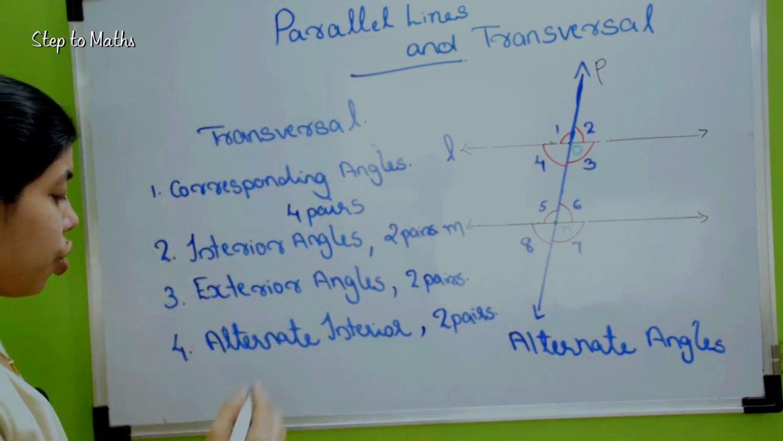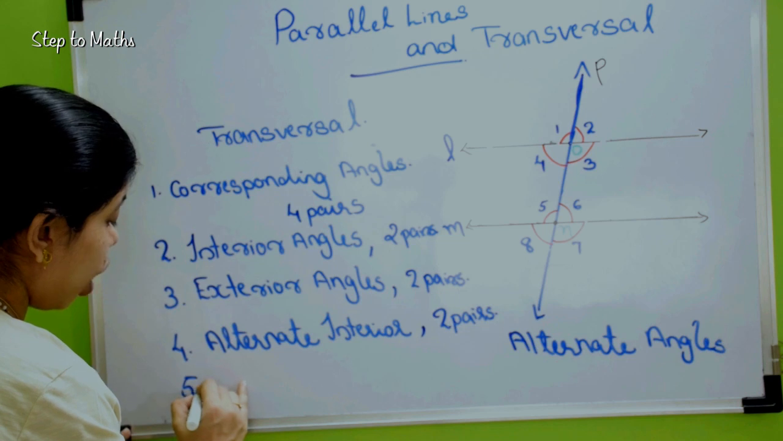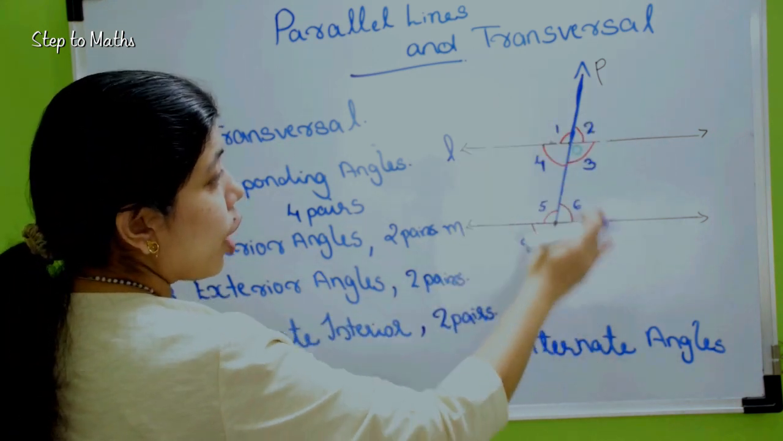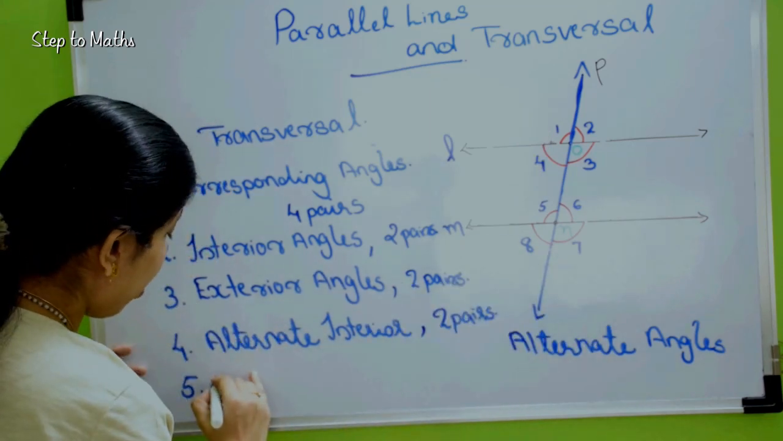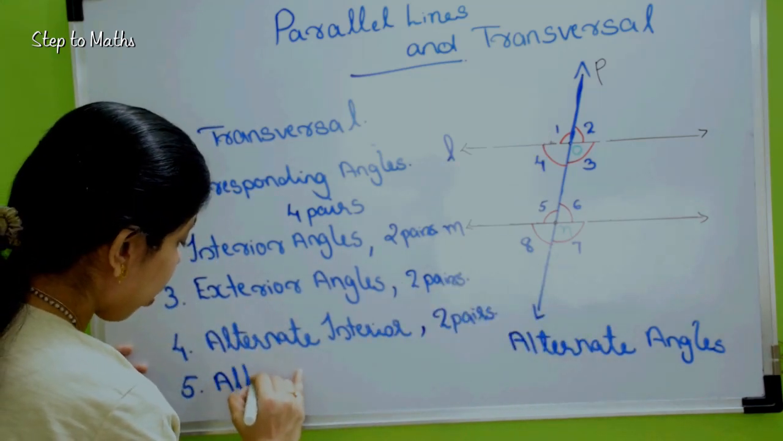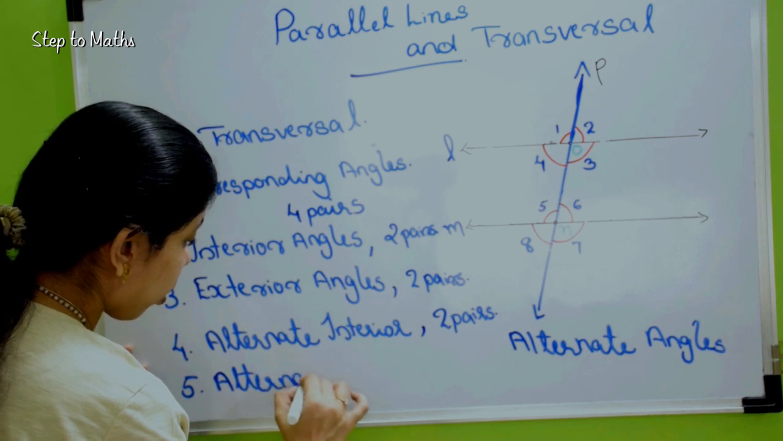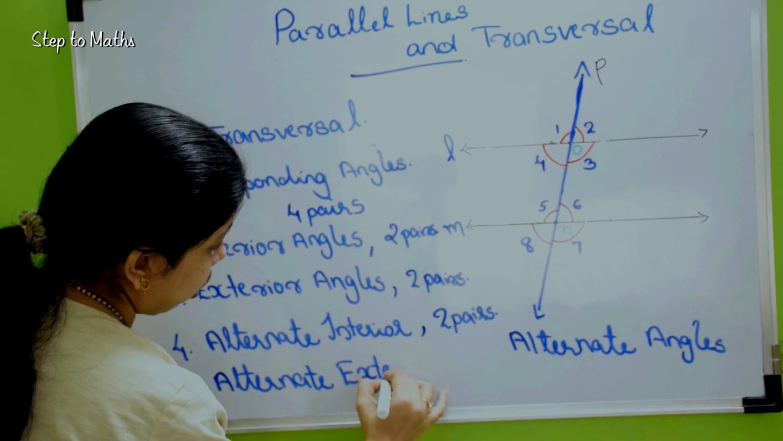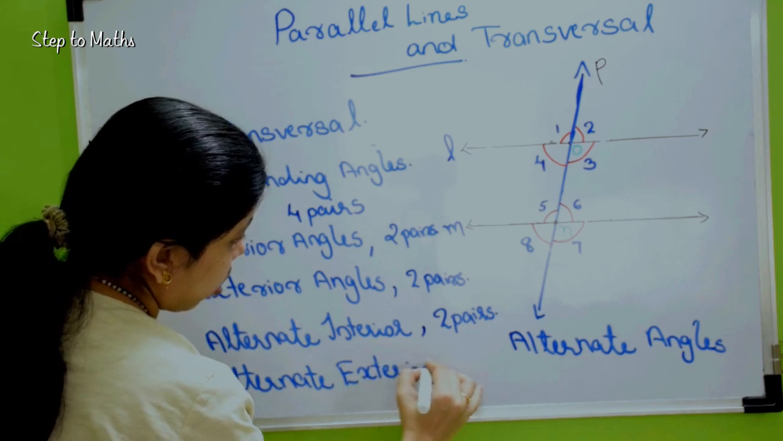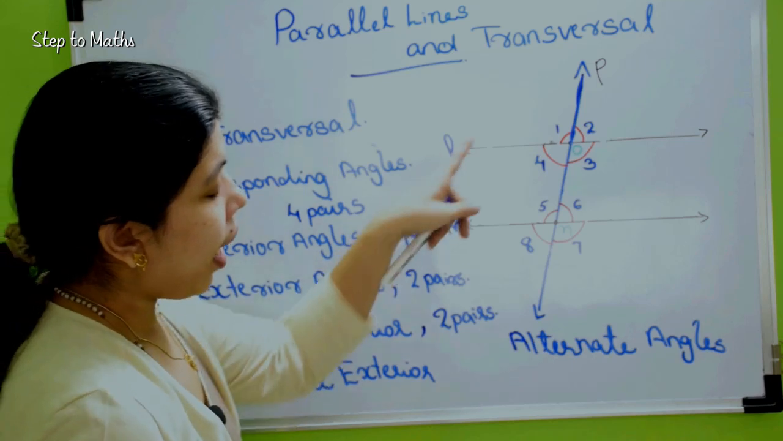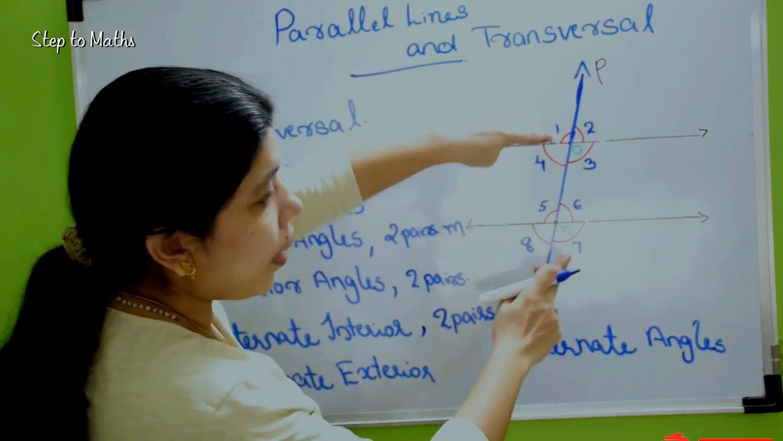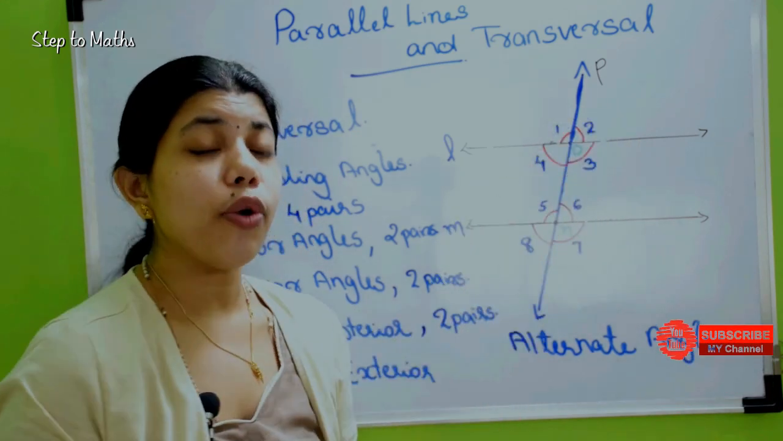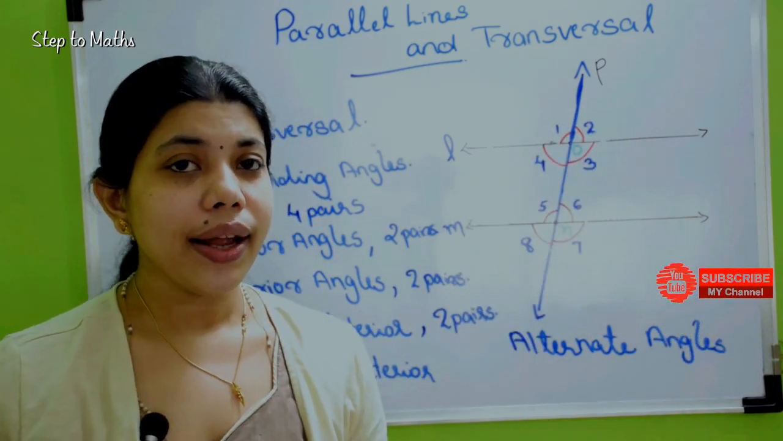of alternate interior angles. In the same way, if the exterior angles are on opposite sides of the transversal, they are known as alternate exterior angles. Angle 1 and angle 7 are alternate exterior angles. Similarly, angle 2 and angle 8 are also alternate exterior angles.